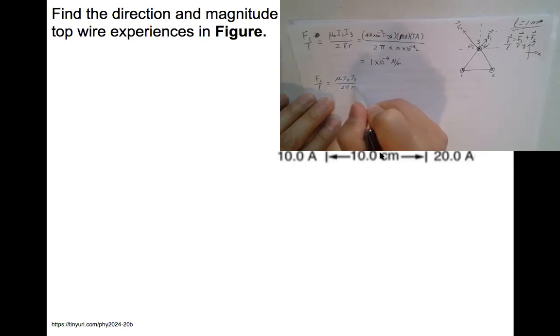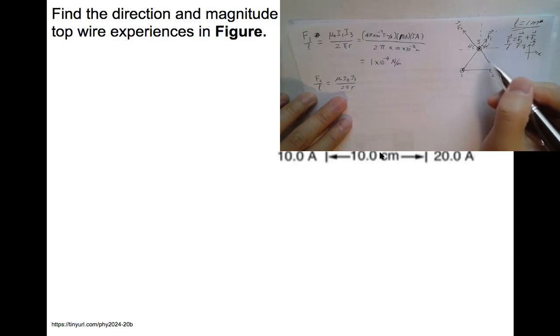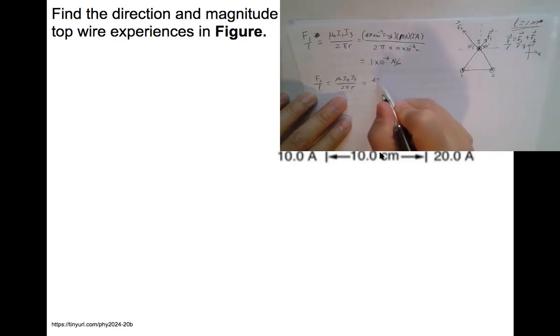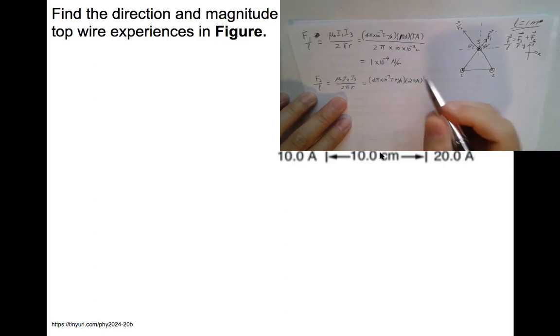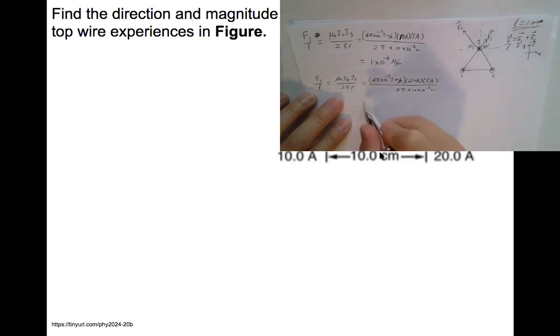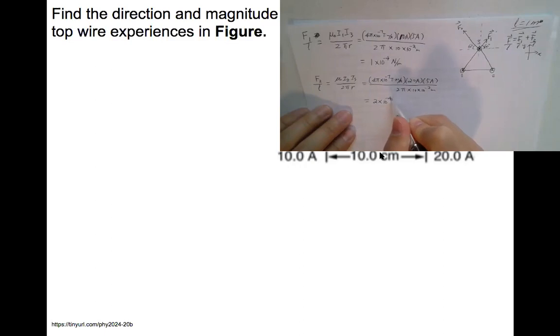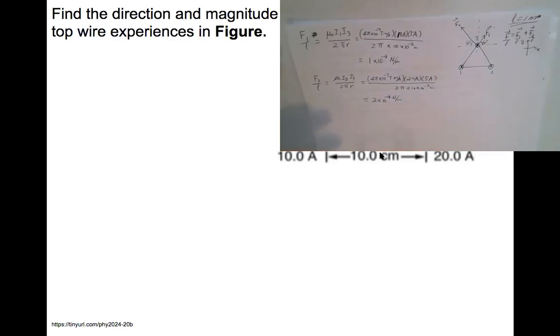Also divided by 2 pi times R will be the same because it's an equilateral triangle. So 4 pi times 10 to the minus 7 tesla meters per amp, this time I2 is equal to 20 amps. I3 is also still 5, over 2 pi times 10 times 10 to the minus 2 meters. If you plug in the numbers here, this time it gives you 2 times 10 to the minus 4 newtons per meter. Now we will look at the X and Y components because that's what we need.